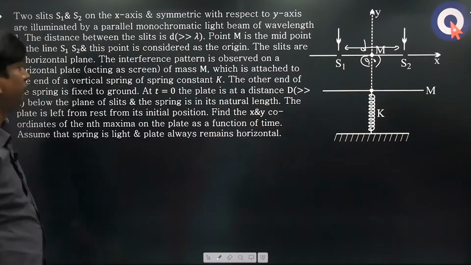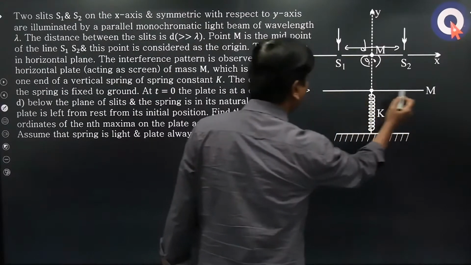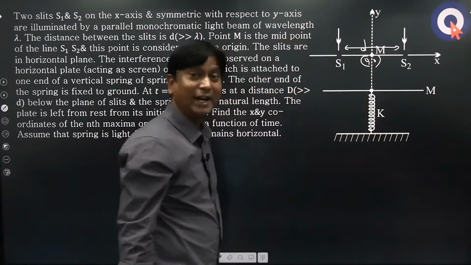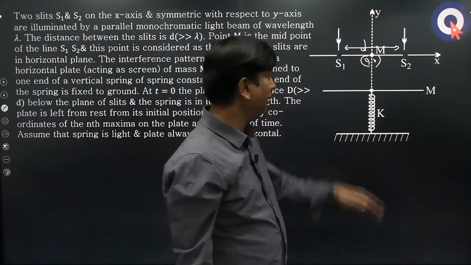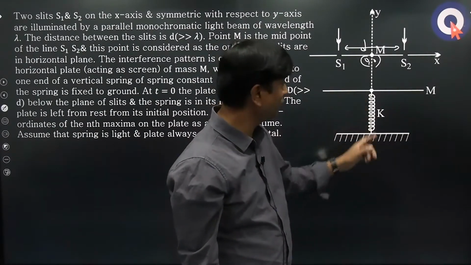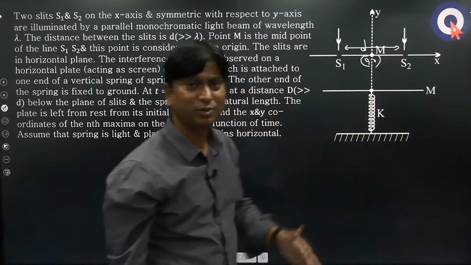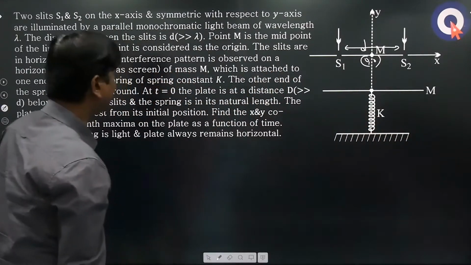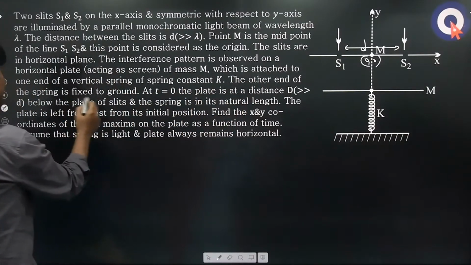The interference pattern is observed on a horizontal plate acting as a screen. Yes, so this is a horizontal plate which is acting as a screen. This horizontal plate is acting like a screen, but it is not fixed. It is connected to some spring, and definitely because of this M, it will oscillate also. Okay, right. Which is attached to one end of a vertical spring of spring constant K, the other end of the spring is fixed to the ground.